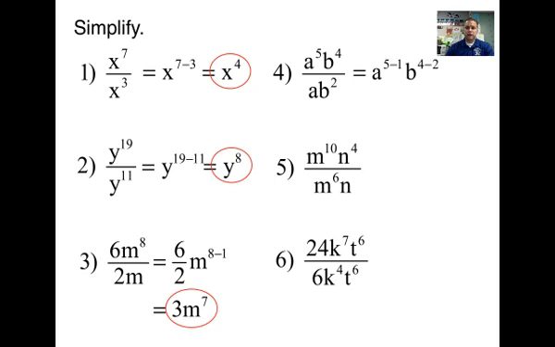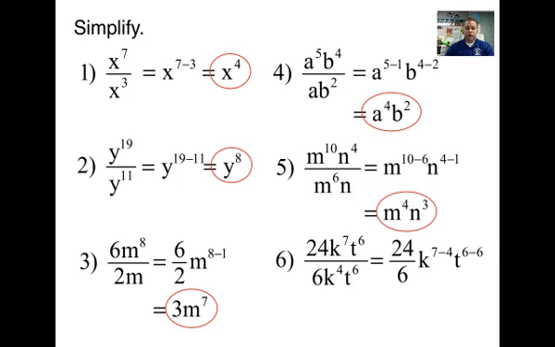Number 4, a to the 5 minus 1, b to the 4 minus 2. That's going to give us a to the 4th, b to the 2nd. Number 5, m to the 10 minus 6, n to the 4 minus 1. Gives us m to the 4th, n to the 3rd. Number 6, our last problem. We have 24 divided by 6, and then k to the 7 minus 4 power, t to the 6 minus 6 power. So we'll end up with 4k to the 3rd, t to the 0.